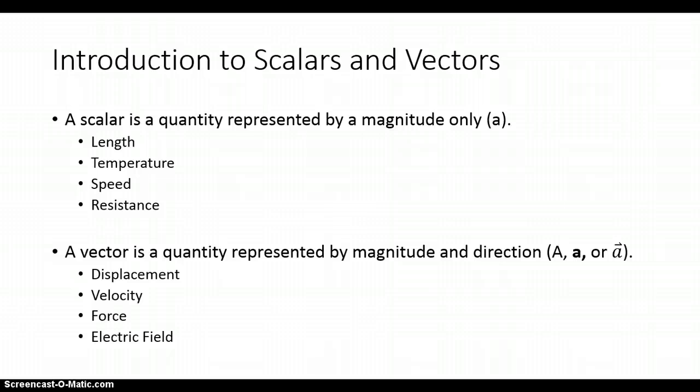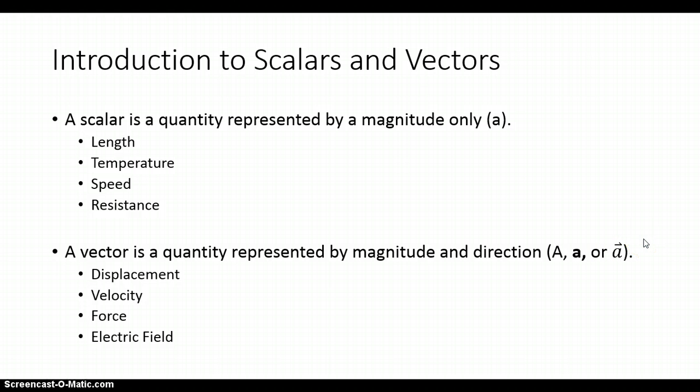A vector, on the other hand, is a quantity represented by magnitude and direction. And to label those vectors, typically what we use is some capital letter that is not italicized or bolded. We may also find in certain books they label vectors as lowercase letters that have been bolded, or sometimes you'll see a lowercase letter with a half arrow, if you will, above the letter to indicate that it's a vector.